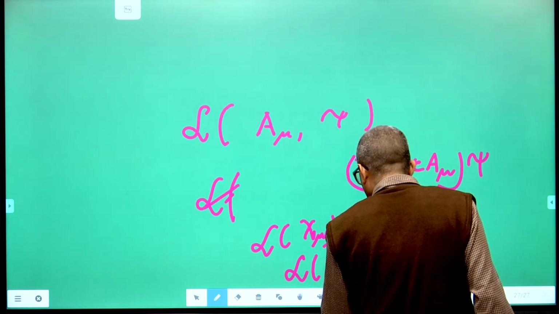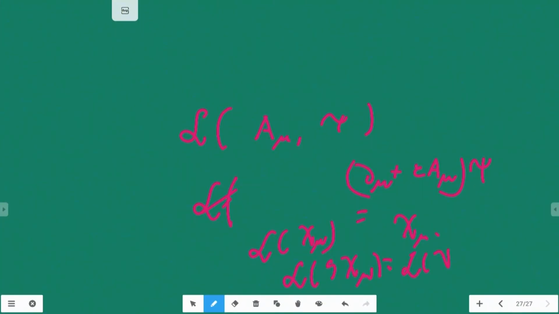That means L of G chi mu is equal to L of chi mu for all G belonging to the gauge group G. Then it is clear that for this Lagrangian to have local gauge invariance, you require that dou mu plus A mu dash acting on Gx psi equals Gx multiplied by dou mu plus A mu x multiplied by psi x. Since L is a function of this, G comes outside because it is invariant. So this will be the same as L of dou mu plus Ea mu acting on psi.